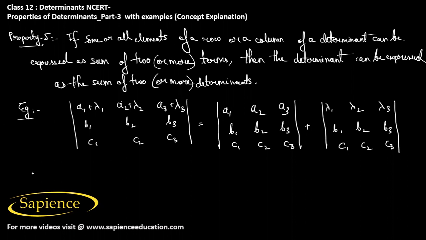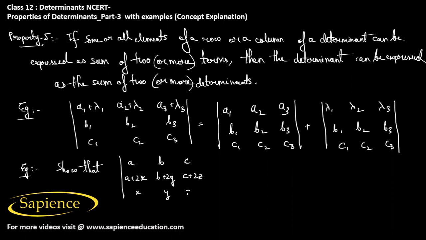And so based on this, we can solve one example. Suppose it is asked to show that the determinant of A, B, C, then A plus 2x, B plus 2y, C plus 2z, then x, y, z is equal to 0. So this we have to prove by not expanding the determinant. So how to solve it?